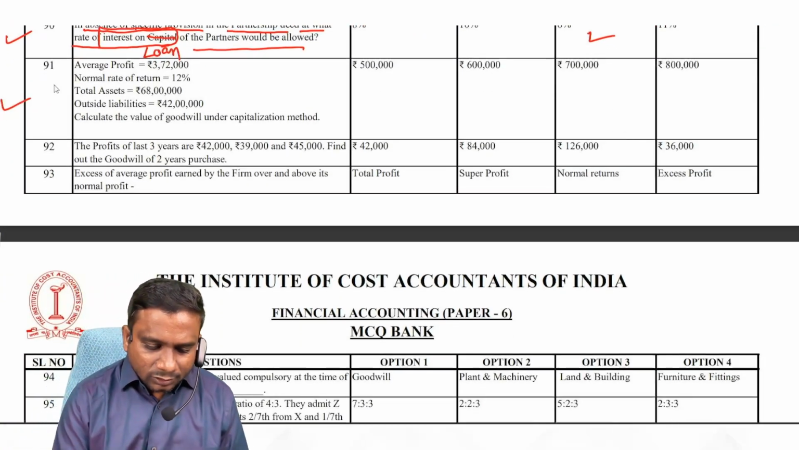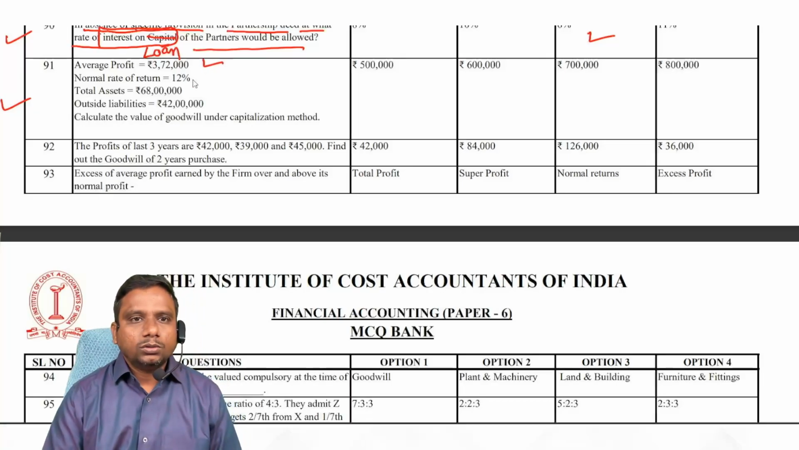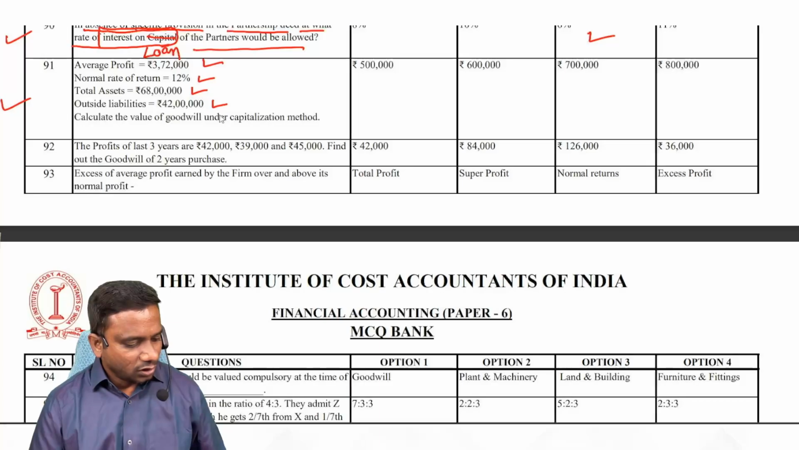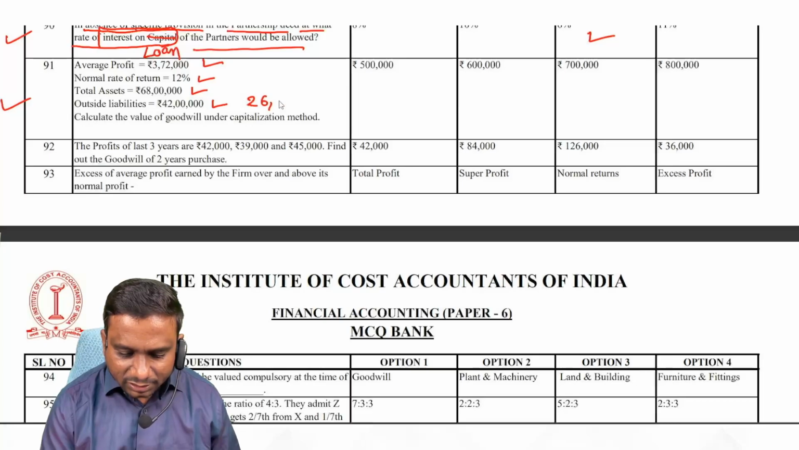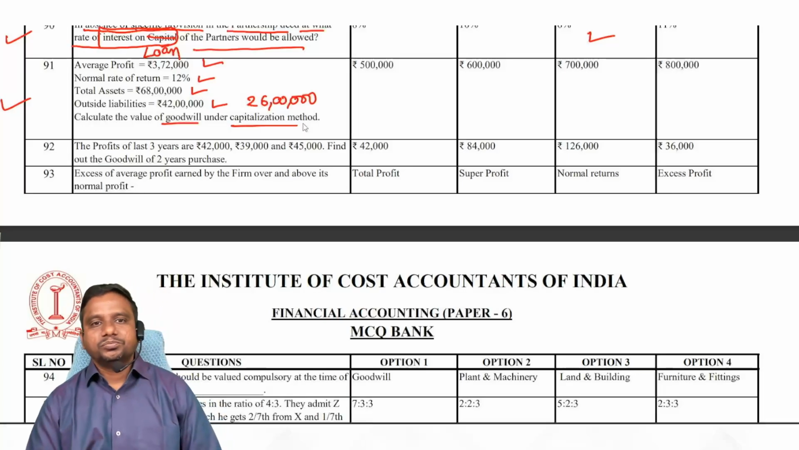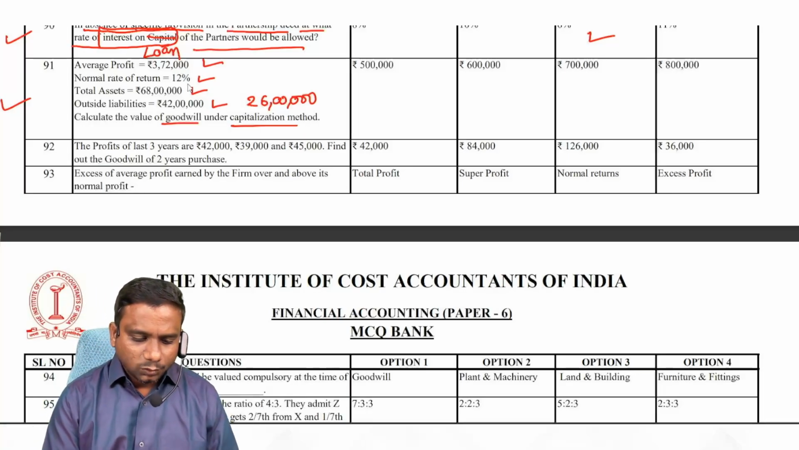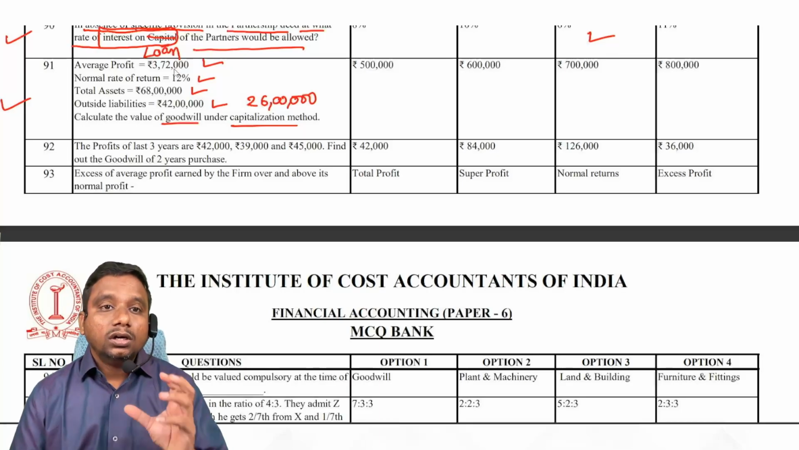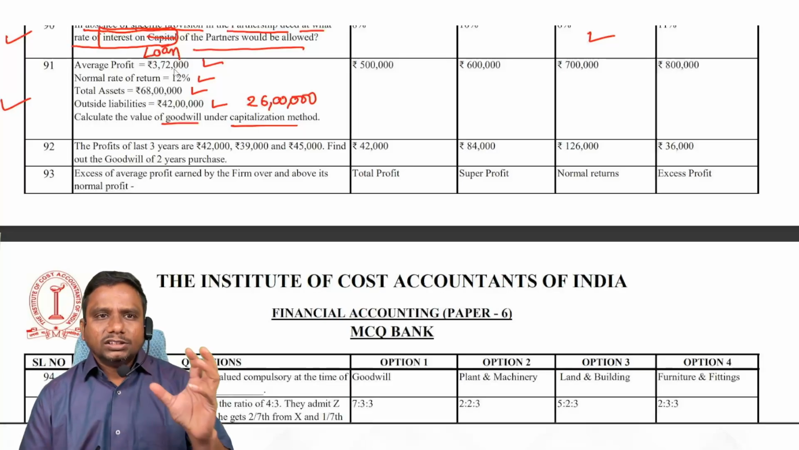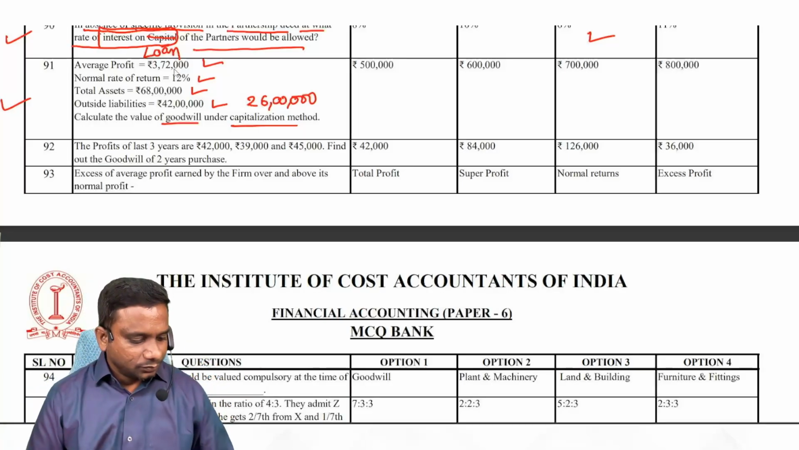91. Average profit 3,72,000. Normal rate of return 12%. Total assets 68 lakh. Outside liabilities 42 lakh. First you calculate net assets or capital employed. 68 lakh minus 42 lakh. You get 26 lakh capital employed. Yes or no, students? Calculate the value of goodwill under capitalization method. Simple. What is the average profit? 3,72,000. To earn this average profit, how much capital should we employ actually? Simple. 3,72,000 divided by 12%.